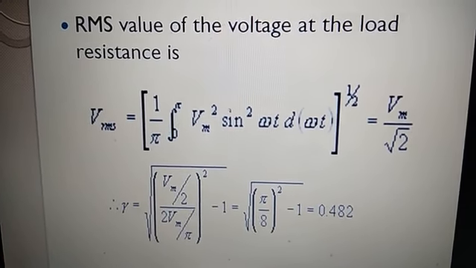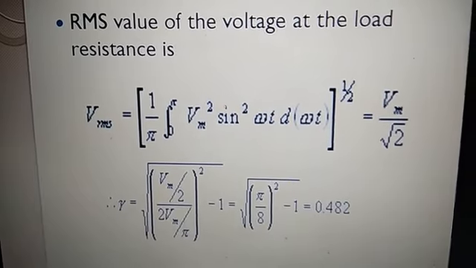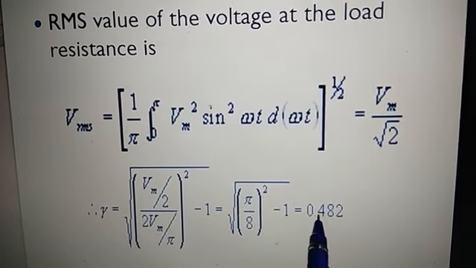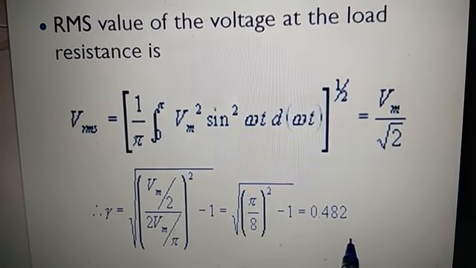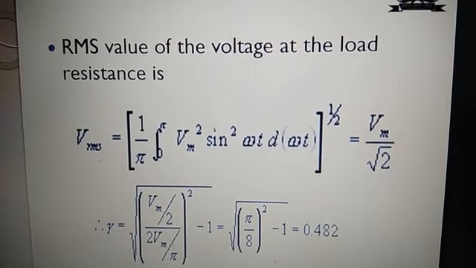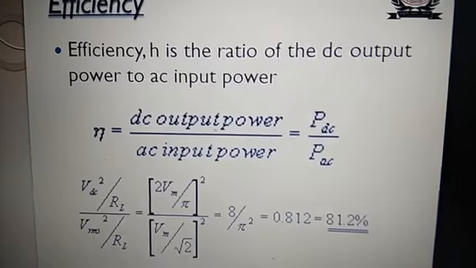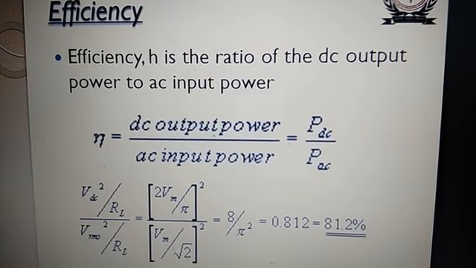Now you can compare with the half wave rectifier. In half wave rectifier, ripple factor is 1.21, while in case of the full wave rectifier it is 0.482. So ripple factor is reduced in case of the full wave rectifier. This is very advantageous.